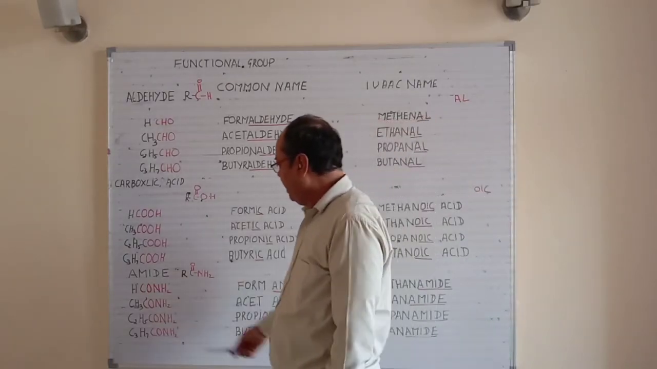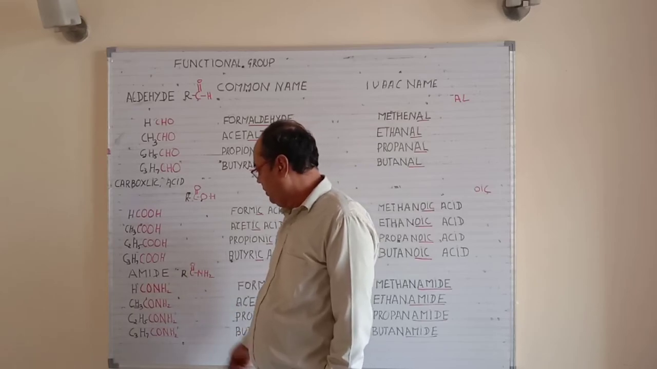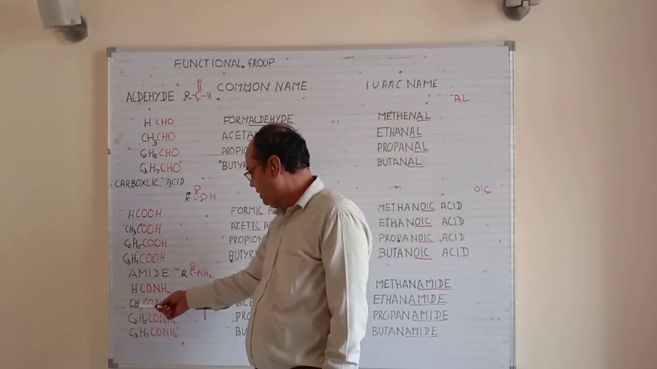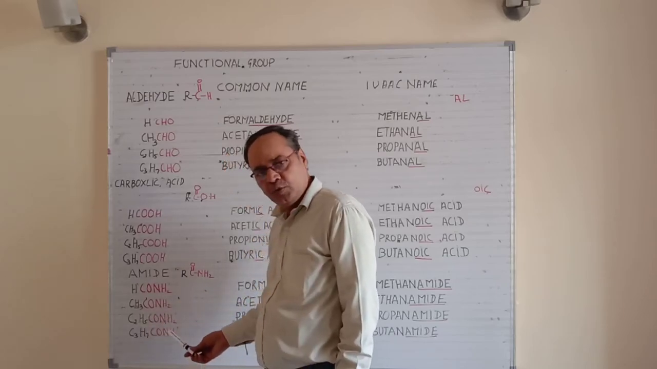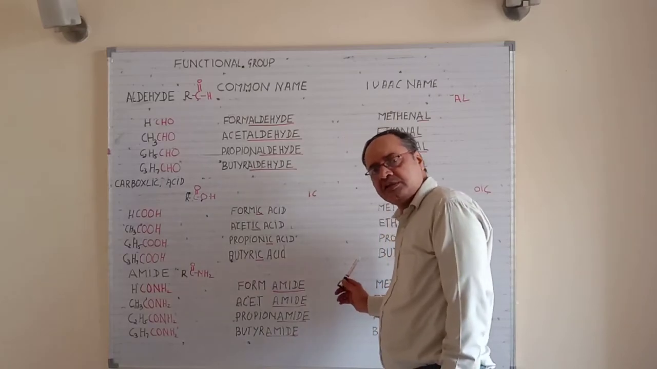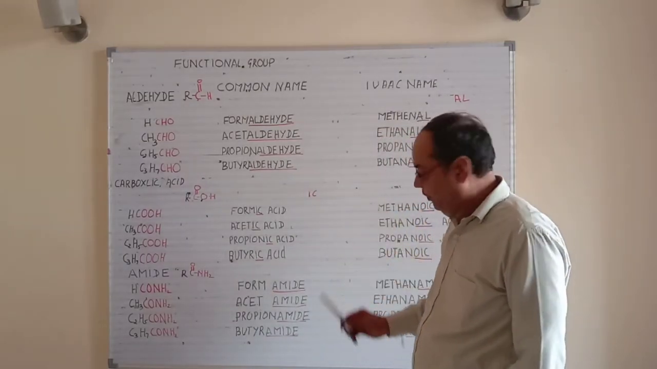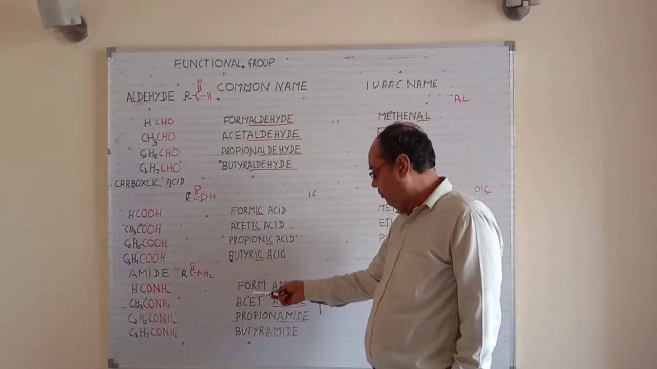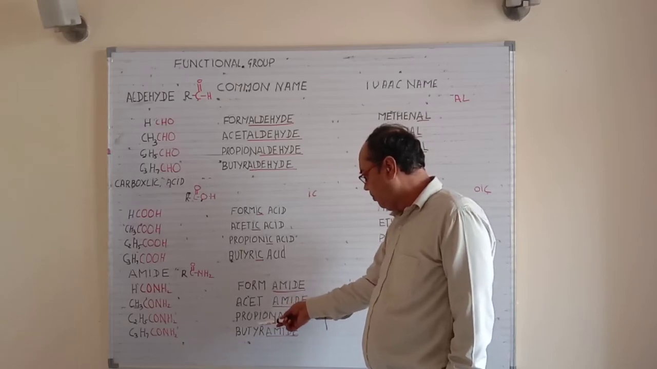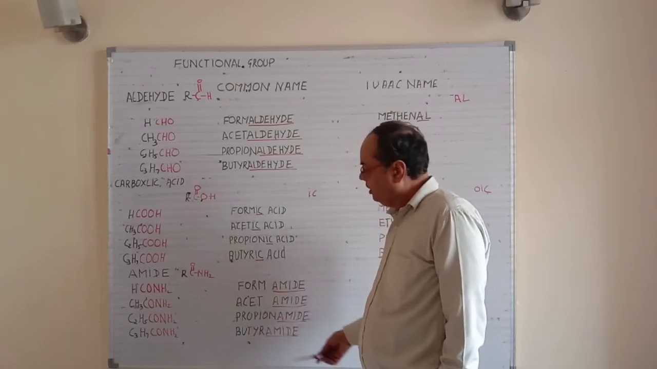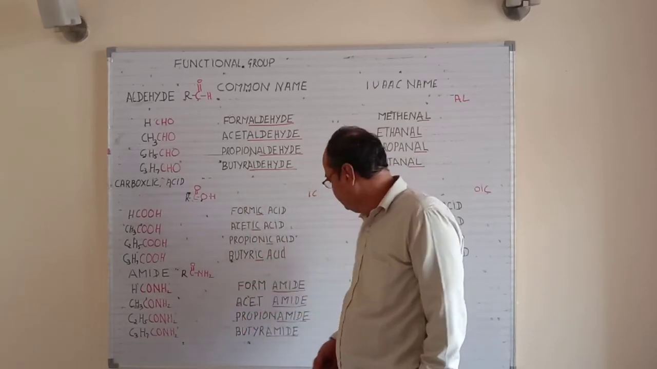Next group we have amide. The structure is RCONH2. So the first member is HCONH2, then CH3CONH2, C2H5CONH2, C3H7CONH2. In the common system and the IUPAC system, for both types of system, we use the word amide. So form plus amide, that is formamide; two carbon, acetamide; three carbon, propionamide; four carbon, butyramide; same way five carbon, pentionamide, hexionamide, and you can move on with this.